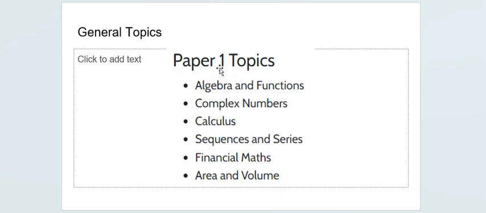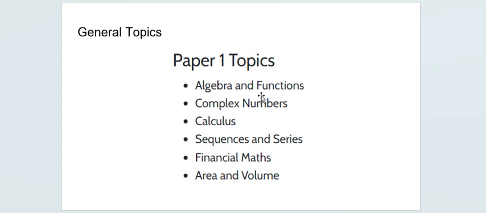These are the general topics that are on paper 1. So this is only going to focus on paper 1 now. You'll see something like trigonometry isn't there because that is on paper 2. That's a given that will be on paper 2, so you don't have to worry about it on paper 1. So paper 1: algebra and functions, complex numbers, calculus, sequences and series, financial maths, and area and volume. So they're the overall topics.